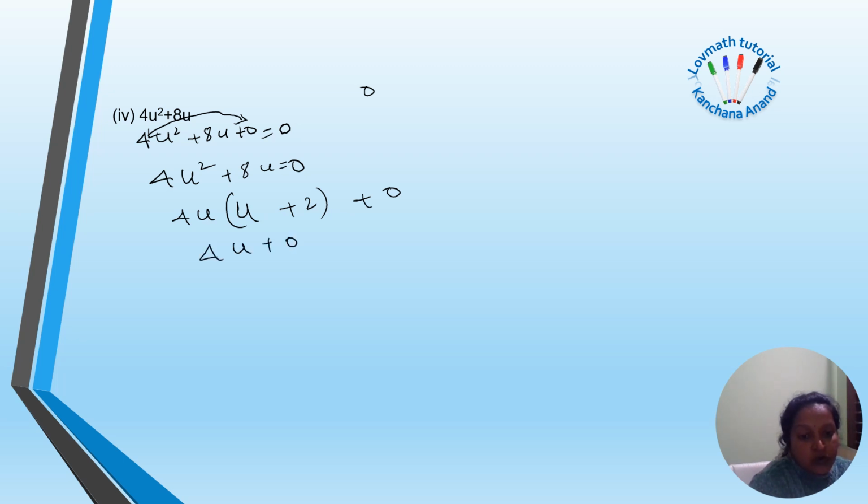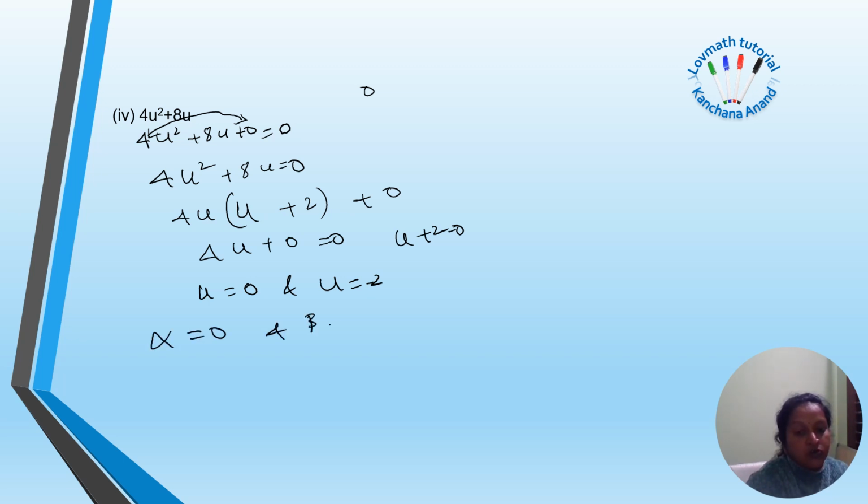Now let us factorize this equation. 4u square plus 8u is equal to 0. Let us take 4u as common. The factors are u plus 2 and 4u plus 0 is equal to 0 and u plus 2 is equal to 0. So the value is u is equal to 0 and u is equal to minus 2. Here alpha is equal to 0 and beta is equal to minus 2.